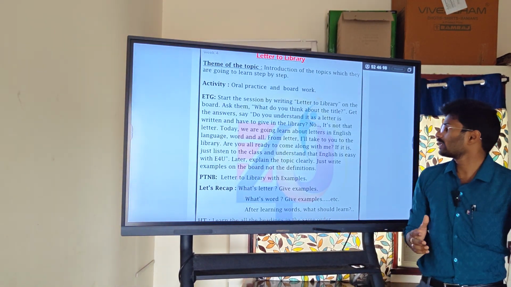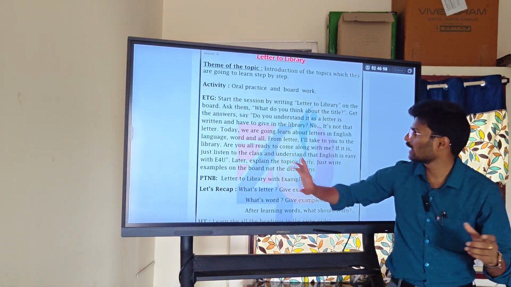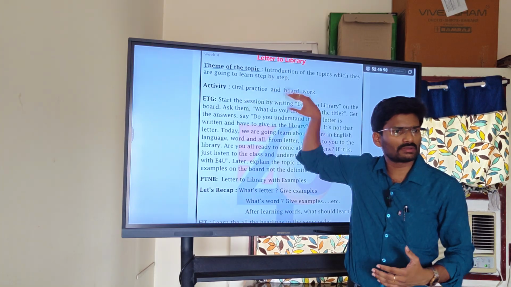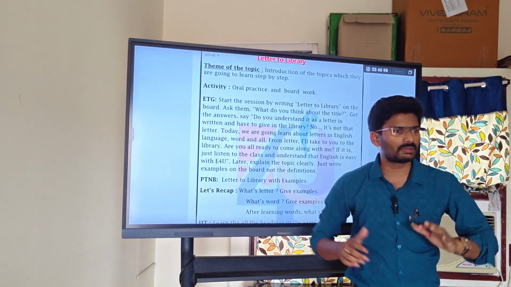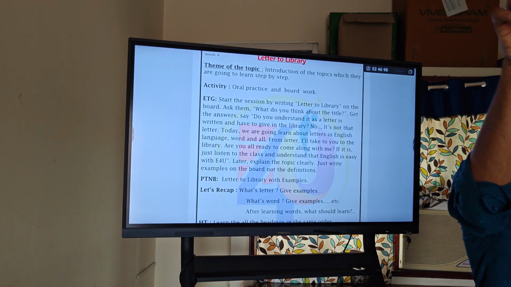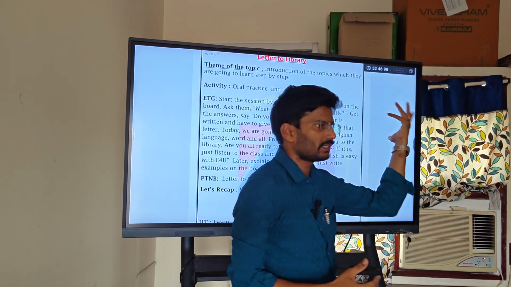Say, do you understand it as a letter? As a letter that is written and has to be given in the library. You have to start like that. Don't say that today we are going to learn about letter to library, or what is meant by letter, that a letter is a character in an alphabet. No. Simply write only the title, "Letter to Library." What are your views by listening to that title?